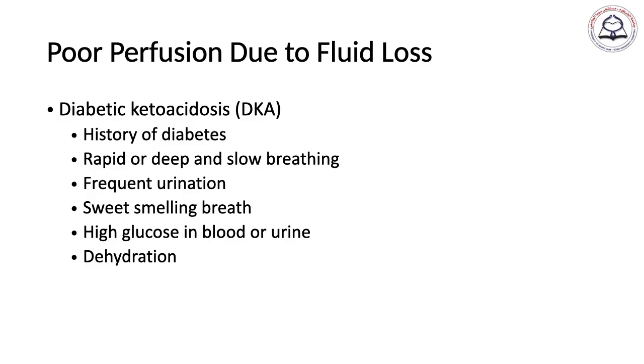Poor perfusion due to fluid loss. In case of diabetic ketoacidosis, the patient can have a history of diabetes. He has frequent urination, high blood sugar, and also high sugar in the urine. They show features of dehydration, Kussmaul breathing, deep and slow breathing, and frequent micturition. And also there can be some features of concomitant infection and sepsis.